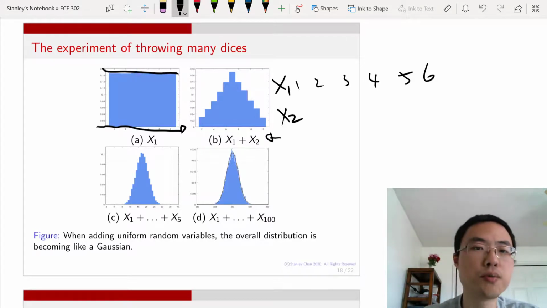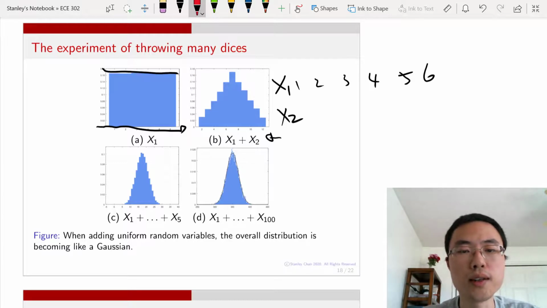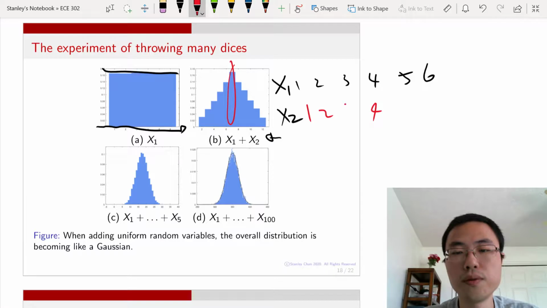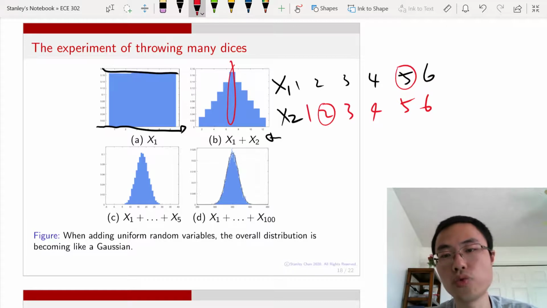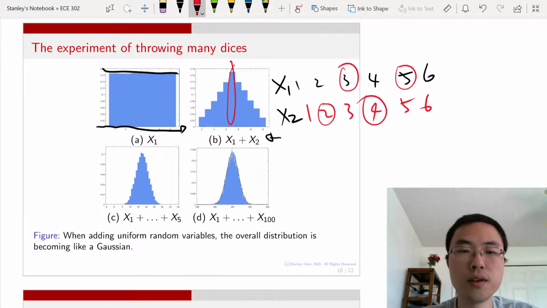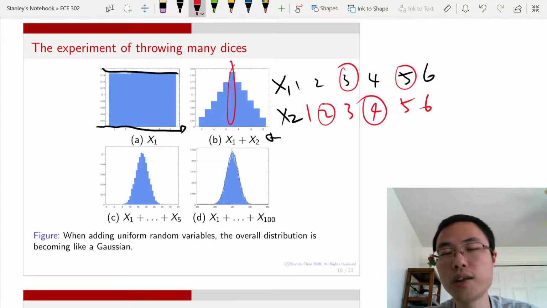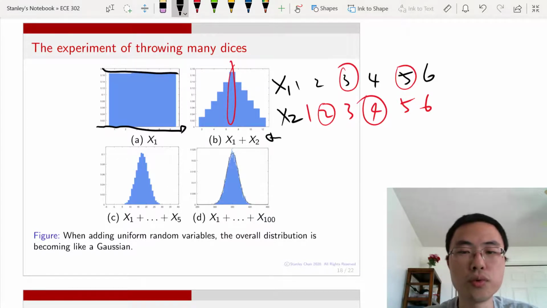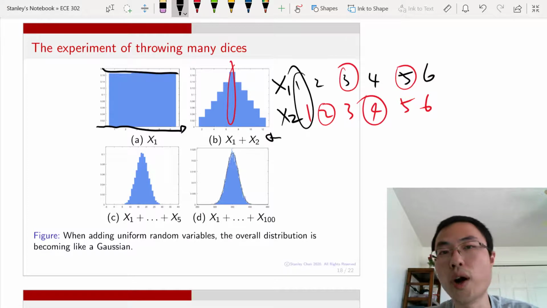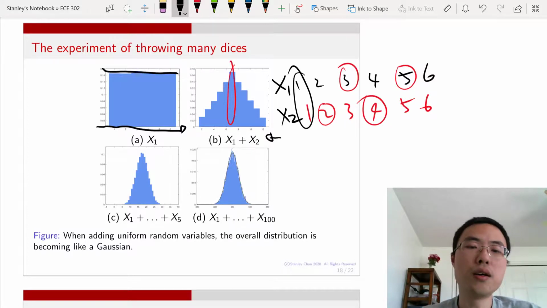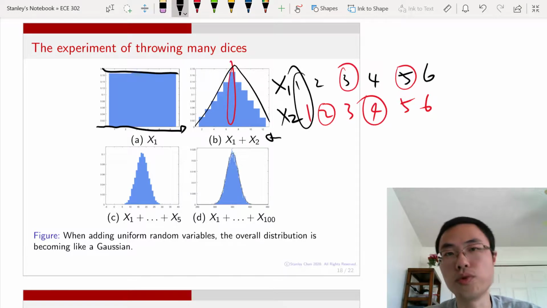It makes sense because it is more likely that you will get a 7. Why? Because you have 1, 2, 3, 4, 5, 6. You get 5, you get 2. The first dice is 5, the second dice is 2. You add them up, you get a 7. You can also get a 7 here. It's a lot easier to get a 7 than getting a 2. To get a 2, you must have 1 and 1. And so the distribution of the sum is a triangle distribution.